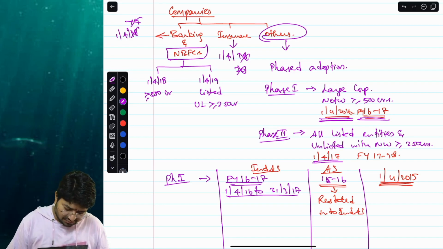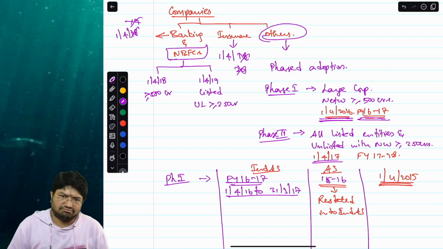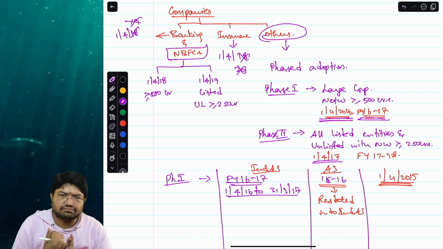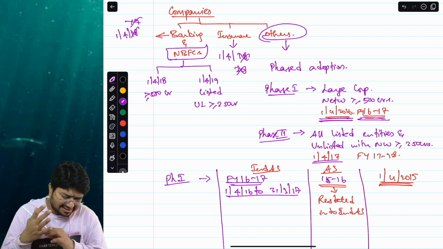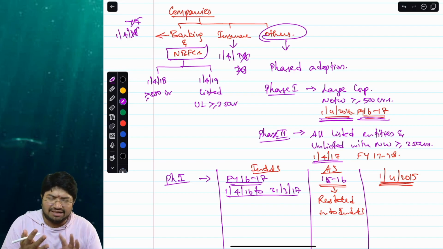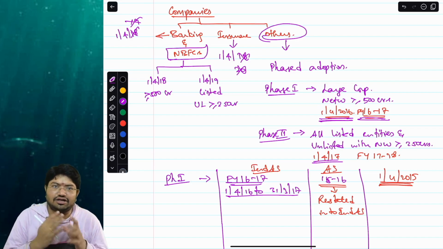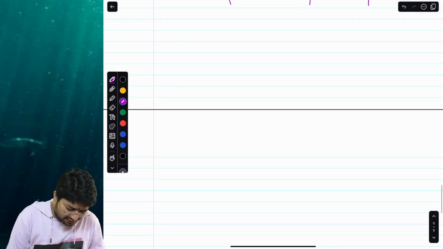Okay. Now, in this, we have used multiple words. We have used a word called company. We have used a word called net worth. Okay. Now let's understand what a banking company means, what an NBFC means, what a company means, what net worth means. These words should be defined first. We should have clarity on these words. Okay. Let's first go to the word called net worth.